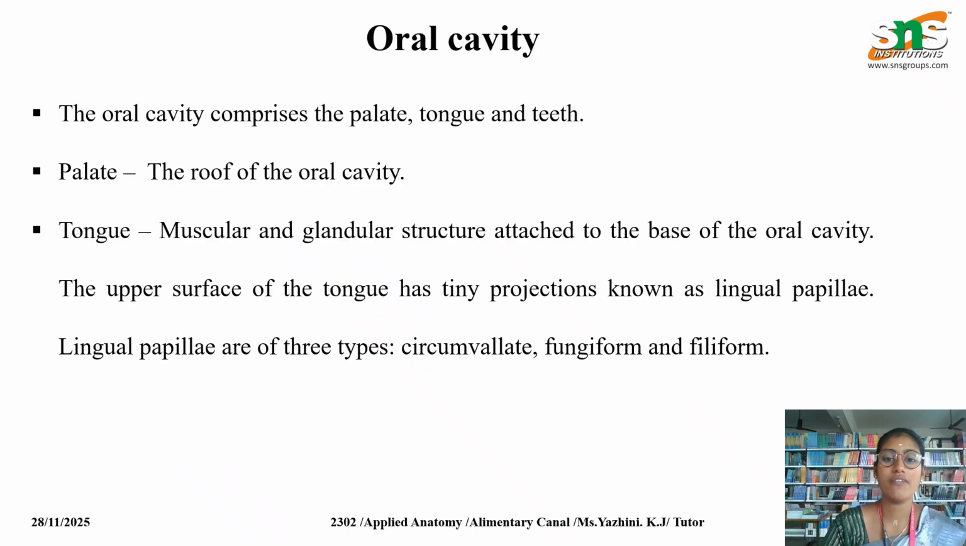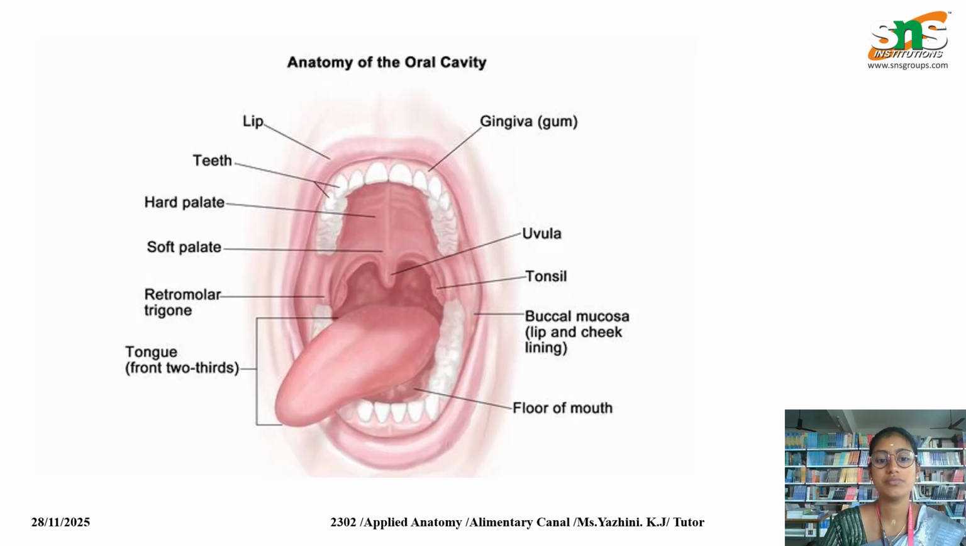The oral cavity is our entry gate, including the palate, the dome roof which prevents the food from going up to the nose, and the tongue, a powerful muscle for tasting and swallowing. The teeth chew and grind the food to form a bolus. This is the anatomy of the oral cavity: soft palate, hard palate, teeth, lips, uvula and the tonsils where they are located, the floor of the mouth, the tongue, and the gingiva, that is the gum.